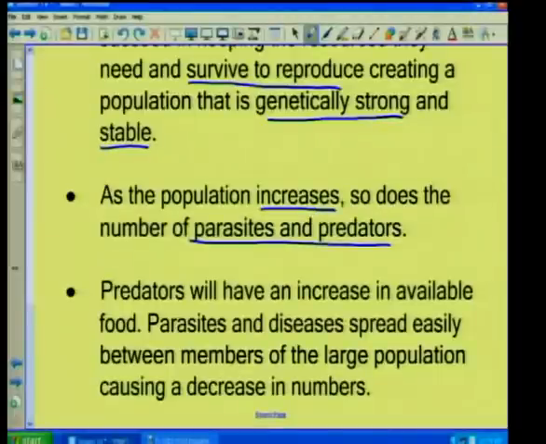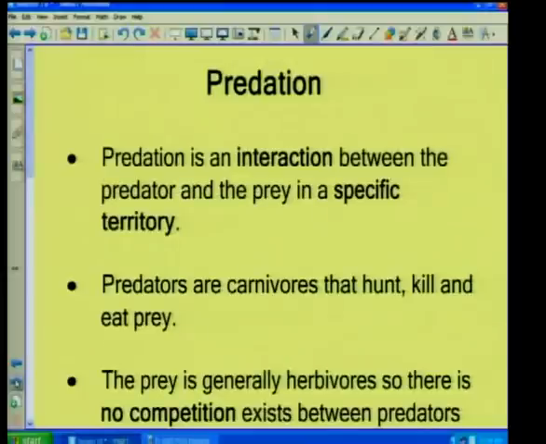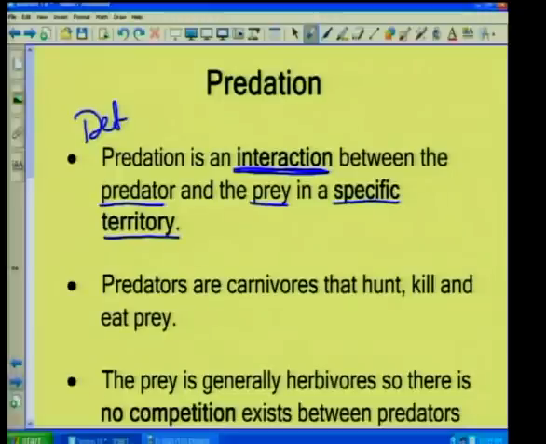So very important, people, your parasites, which is disease, and your predators. Now, the predators will have an increase in available food. The parasites and diseases spread easily because there are large populations, causing a decrease in numbers. Okay, predation, people, is the interaction, and you must know this, it is the definition. Interaction between the predator and the prey in a specific territory.